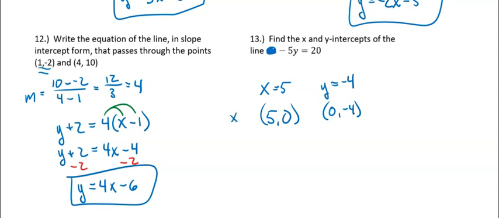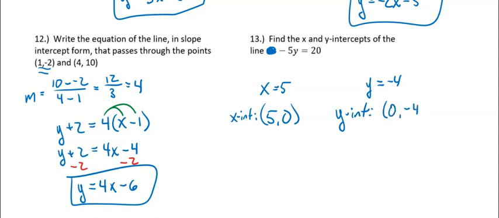Okay? So this is the x-intercept, and this one over here is the y-intercept. I should scoot that over so I can show that. Okay? To find the x-intercept of any equation, you plug a 0 in for y. To find the y-intercept of any equation, you plug a 0 in for x. Okay?